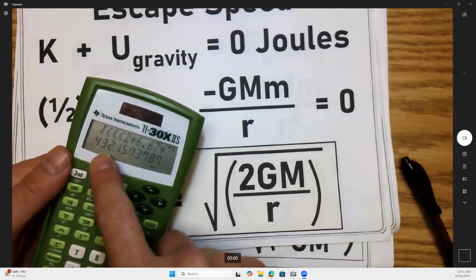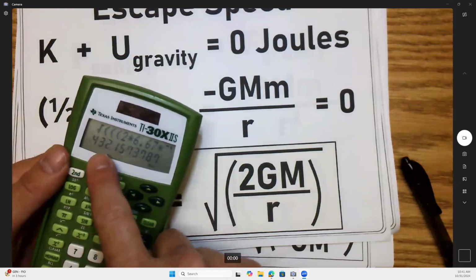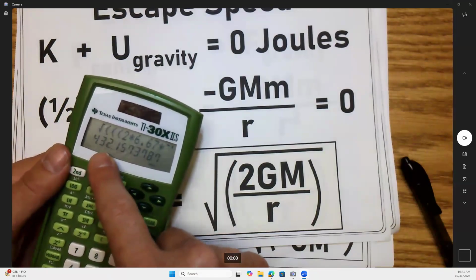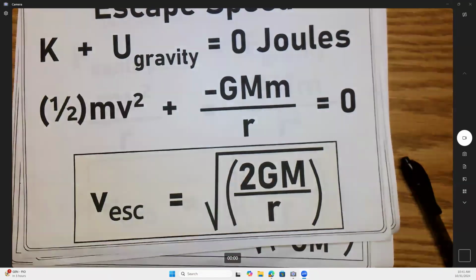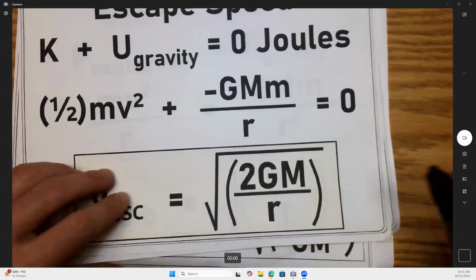Ooh, do you guys see that number right there? Tell me, is that something feasible? Do you think you could jump off the surface of this asteroid? No, because guys, 432 meters per second. That's like hundreds of miles per hour. Yeah, nobody can jump that fast. All right, a little side thought.